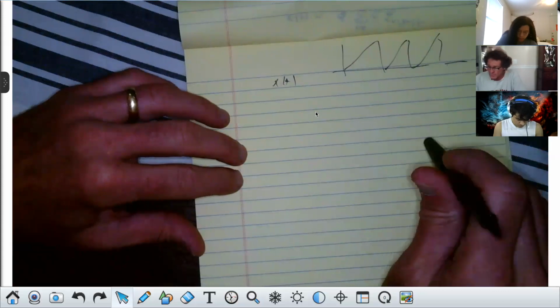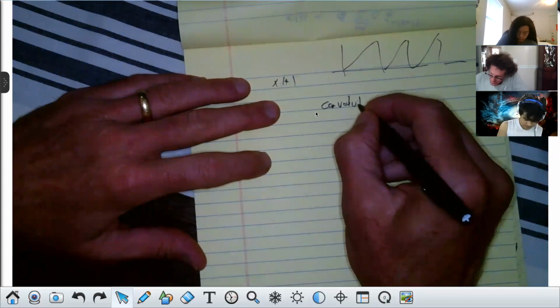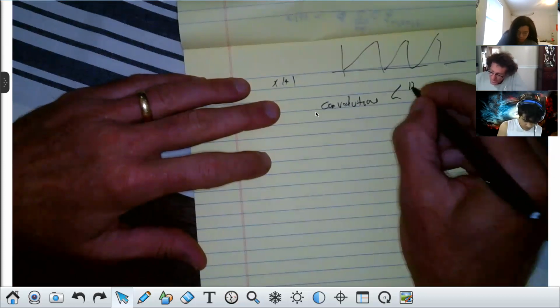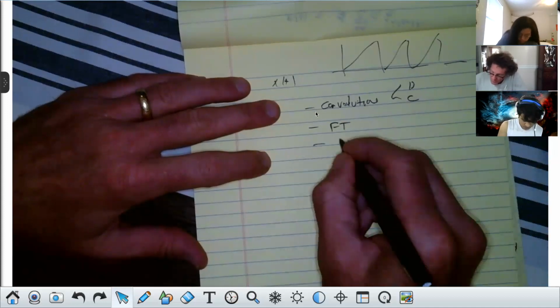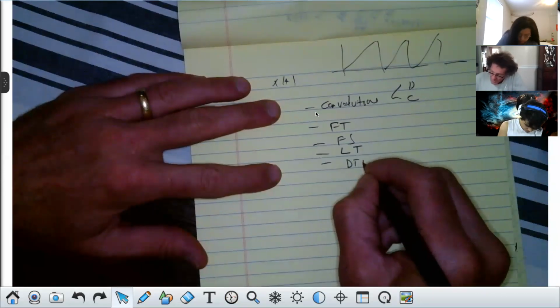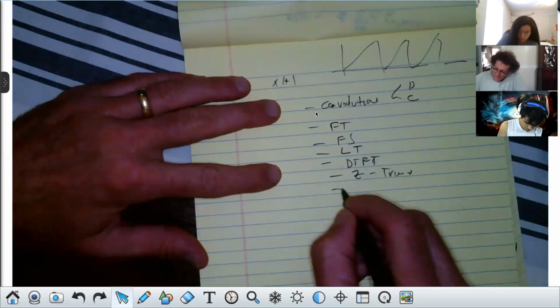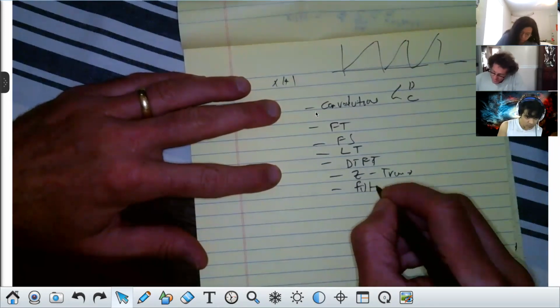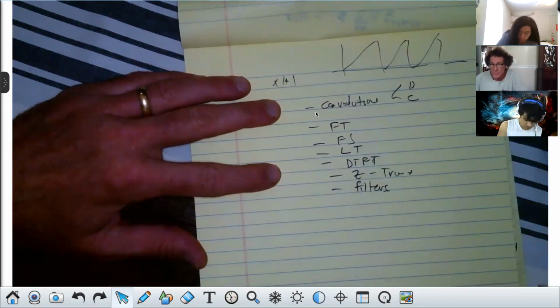It's going to have convolution, and it's both discrete and continuous. It's going to have Fourier transforms, Fourier series, Laplace transforms, DTFT, Z transforms, and filters, and really the chapter 7 and 8 problems would be inclusive of these things. Follow me? And that's it.